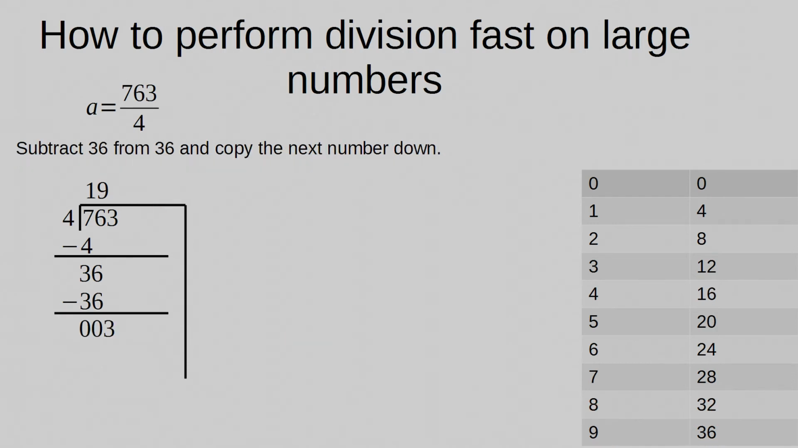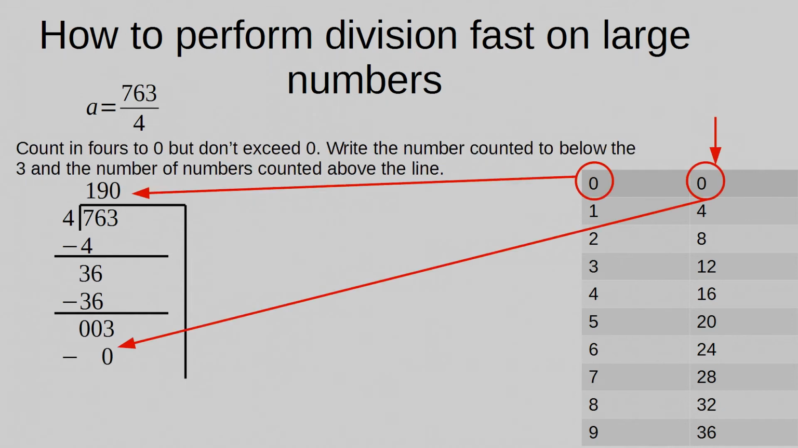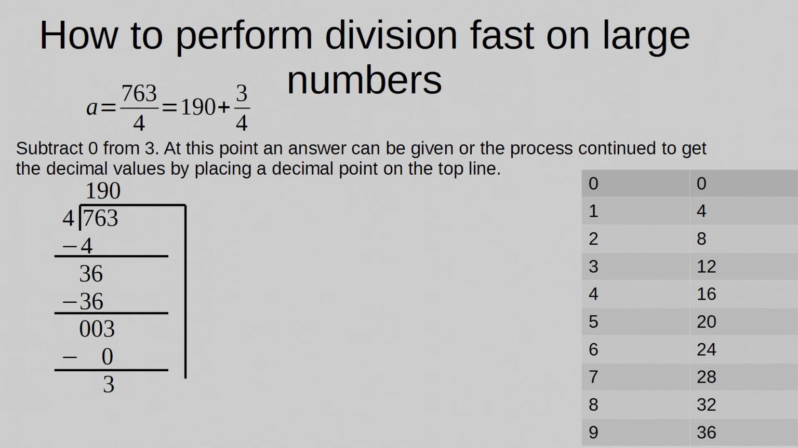The next step continues to repeat, so we copy down the next number, which gives us 3. Counting in 4s until we get to 3 will give us a result of 0, so we both copy 0 to the answer and also subtract 0. At this point, we can give an answer which is 190 plus 3/4, because 3 is our remainder from the division. We can also continue further and get a decimal answer.